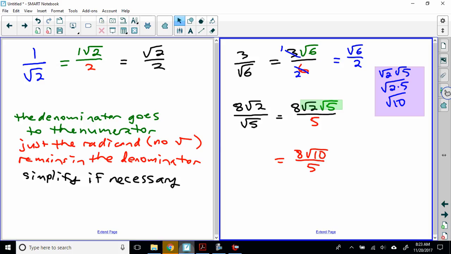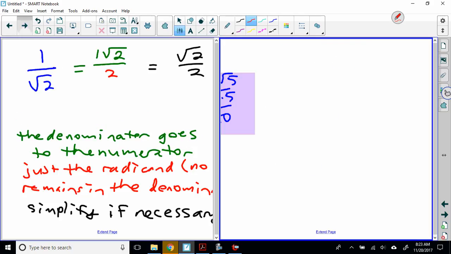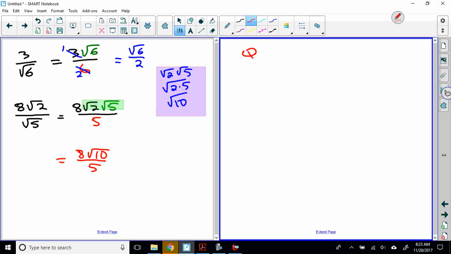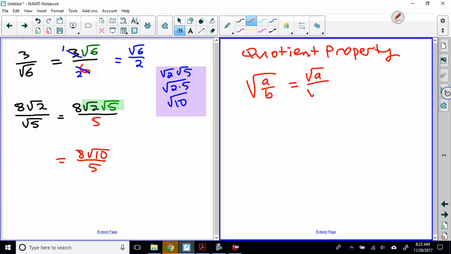Okay. So the last thing then, there is this thing called the quotient property that you need to apply sometimes. The quotient property says that if you have the square root of a fraction, it's the square root of the numerator divided by the square root of the denominator. Now we actually see this when we completed the square.